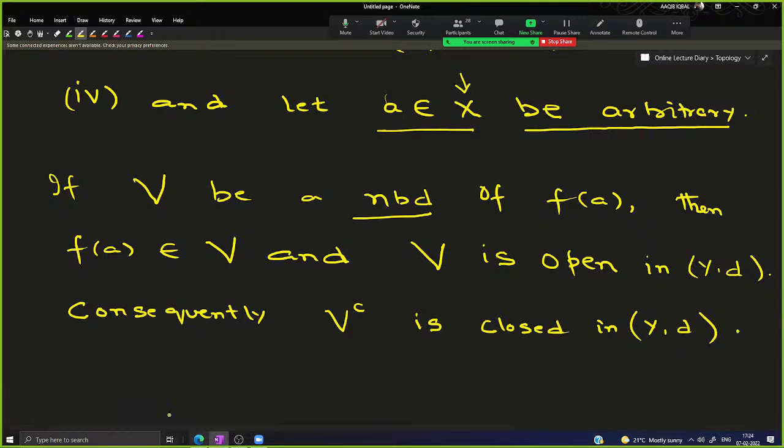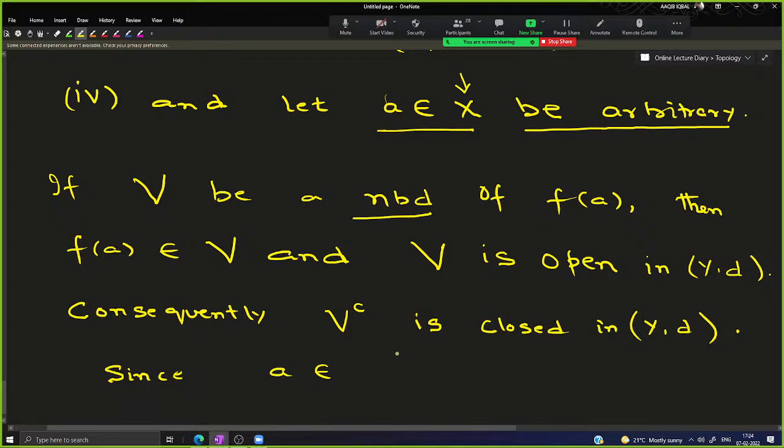Now since, अब ये देखिए, since a belongs to this set, it belongs to the set of those elements of X whose f image is in V. बताइए क्यों?